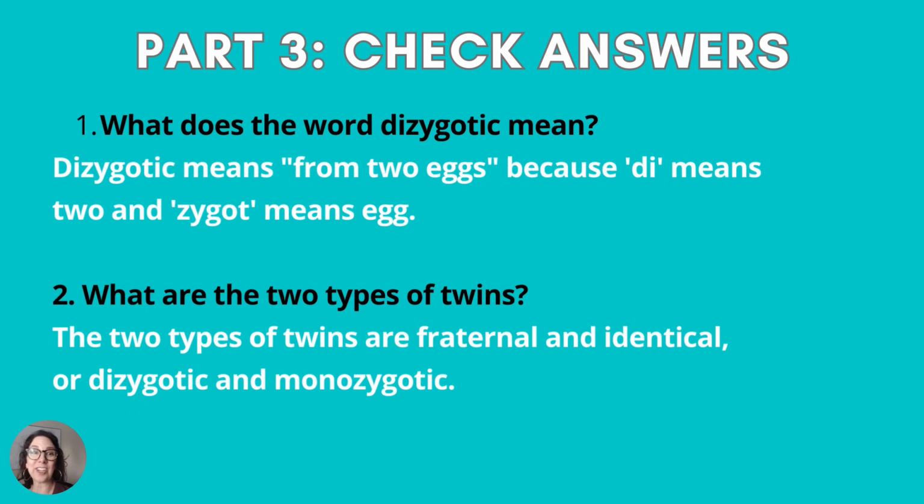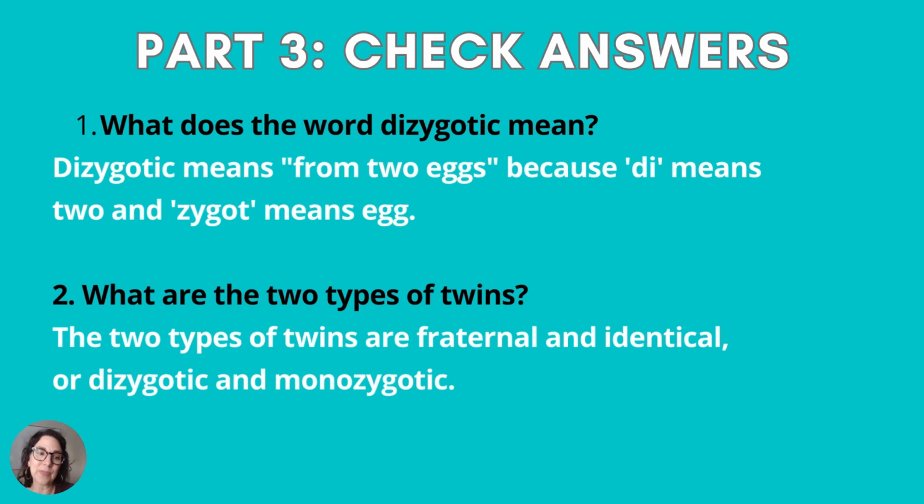All right, so let's check your answers to the questions. Number 1, what does the word dizygotic mean? Dizygotic means from 2 eggs. Now, if you want to give a more complete answer, you can. You can say dizygotic means from 2 eggs because di means 2 and zygote means egg.